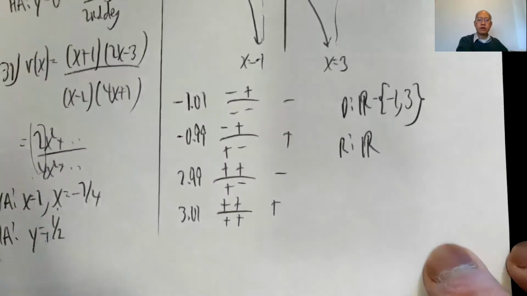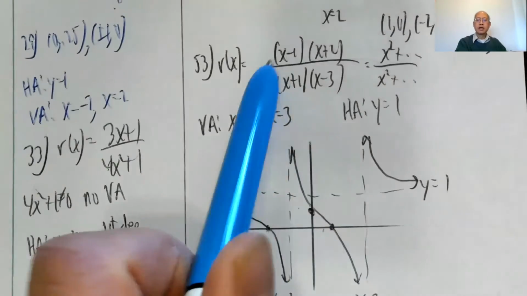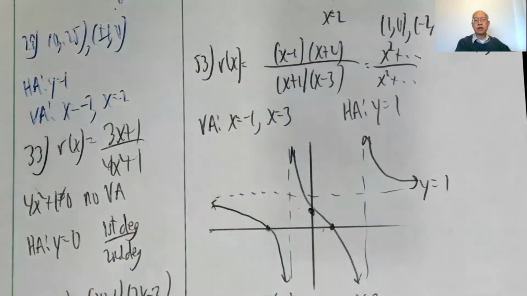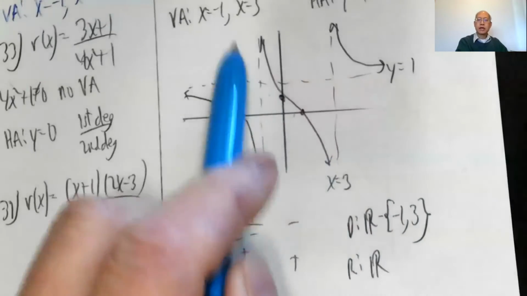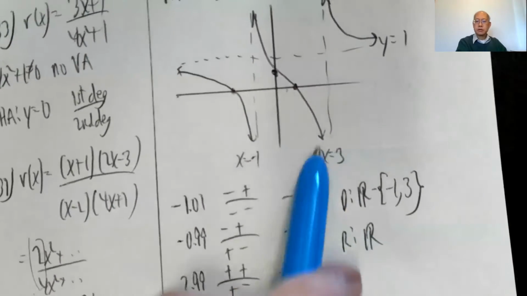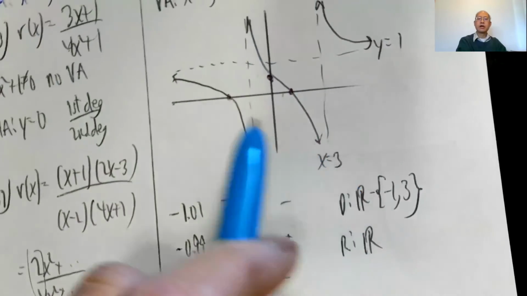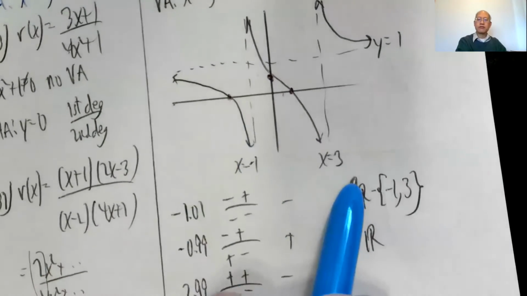Plug in 3.1 or 3.01, either way. Positive, positive, positive, positive, they're all positive. So positive. So here's my graph. Looks like the range is all real numbers. Goes as high and as low as you want. Domain, all real numbers except for negative 1 and 3.